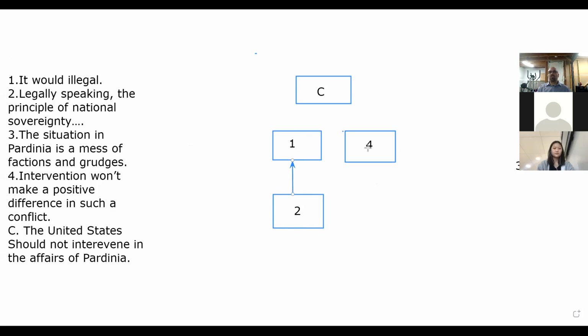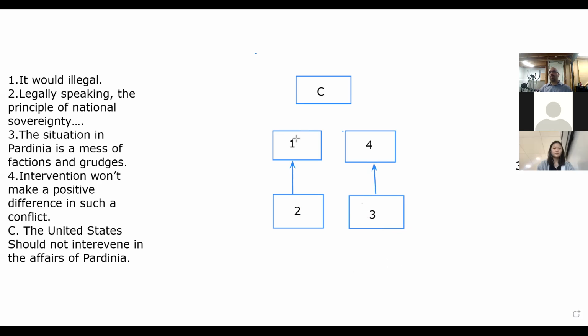Similarly, we said, what is the reason to believe that intervention won't make a positive difference? Well, we said it was the mess of factions and grudges. Well, okay, that seems to be the third sentence, the third premise. And again, that reason is by itself, so it can't be link support.